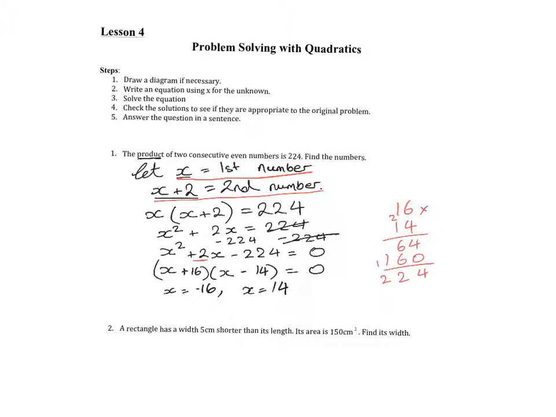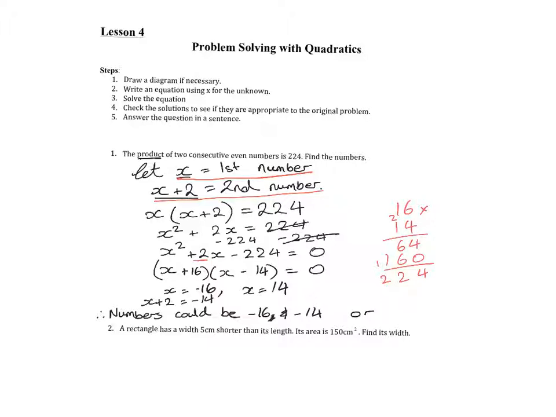Now if I read the question again, it says the product of two consecutive even numbers. That means they could be negative or positive. They didn't say they had to be positive. So if x equals negative 16, then x plus 2 would equal negative 14. So therefore, the numbers could be negative 16 and negative 14.